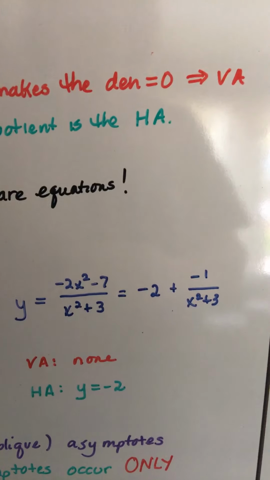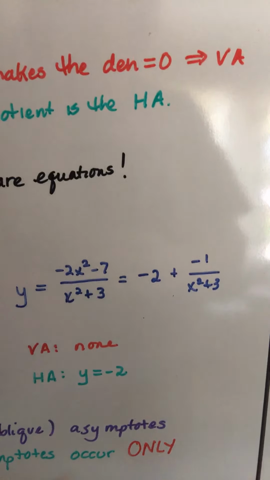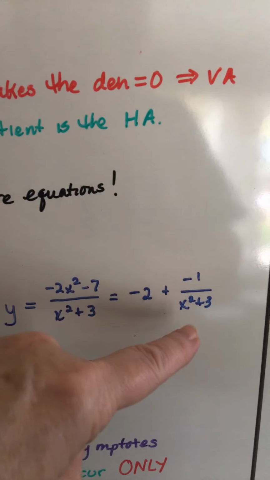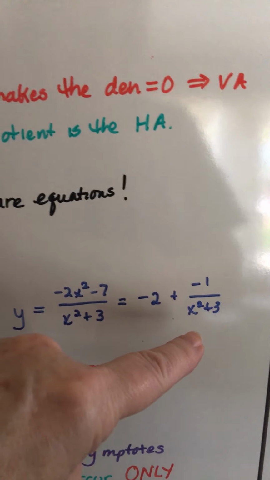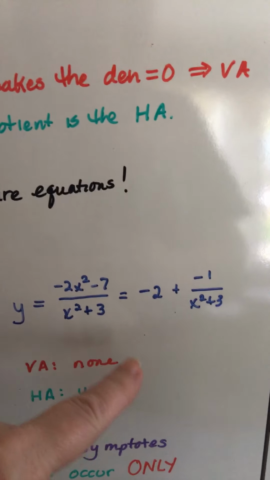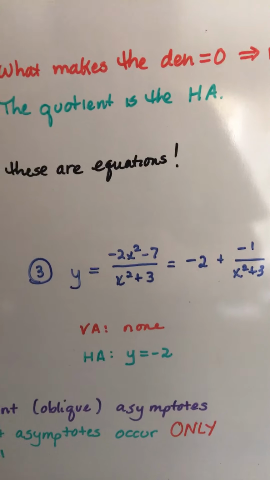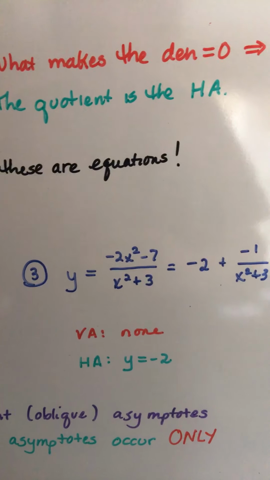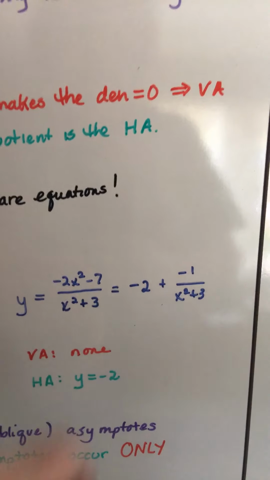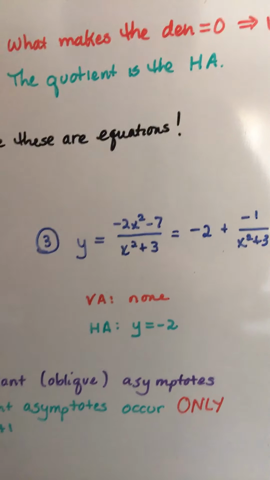And then we have another one that I wrote in rational form and quotient remainder form. Notice this will be x squared equals -3, x equals plus or minus square root 3i, no real. There is no vertical asymptote because you can't have a square equal a negative, because we're just doing real numbers. And the quotient is -2, so the horizontal asymptote is y equals -2.